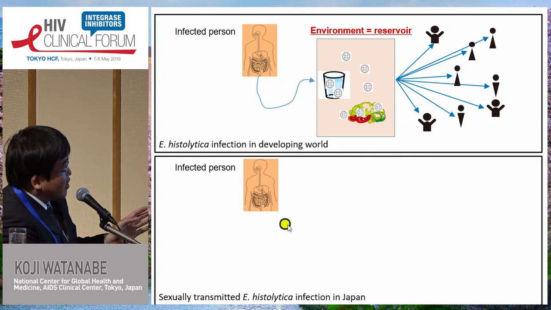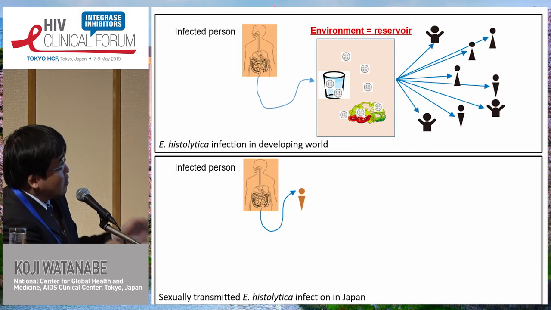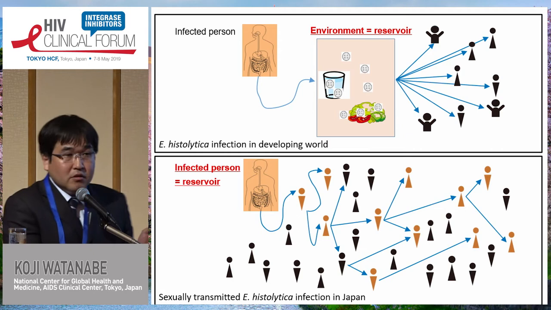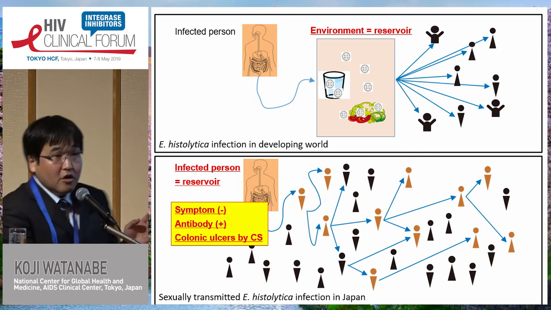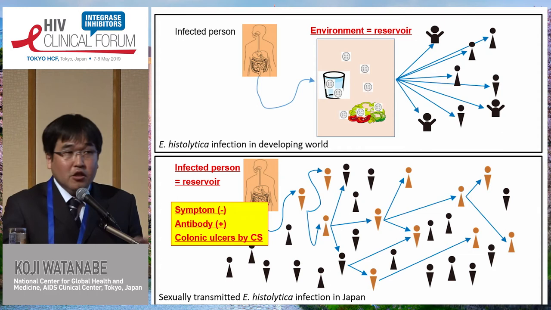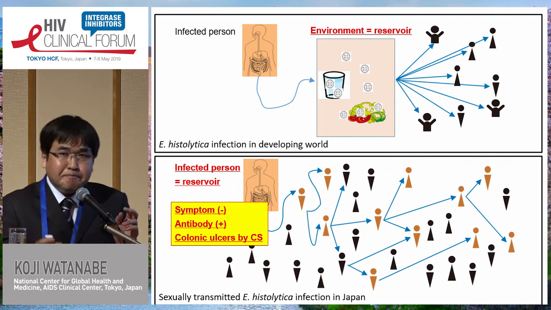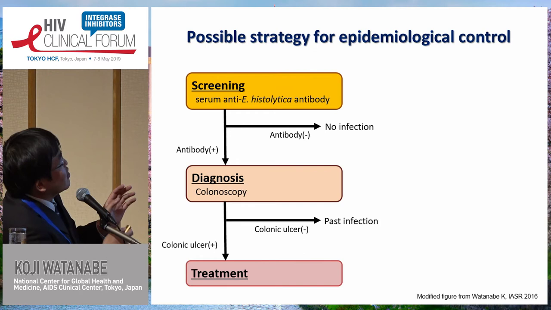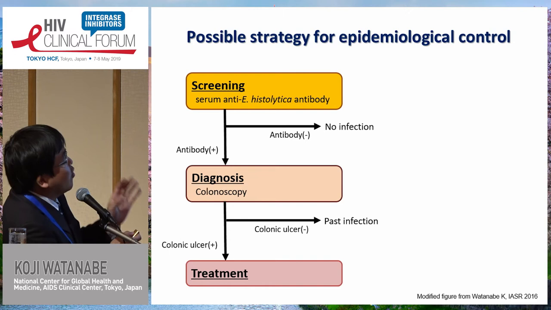On the other hand, this is a schema for sexually transmitted E. histolytica infection in Japan. So it goes from infected person to person to person. The reservoir is not the environment; the infected person is the reservoir. And from our data, they are frequently asymptomatic but antibody positive, and you can find an ulcer by colonoscopy. This is the main point, and this is a possible strategy for epidemiological control of sexually transmitted Entamoeba histolytica infection.